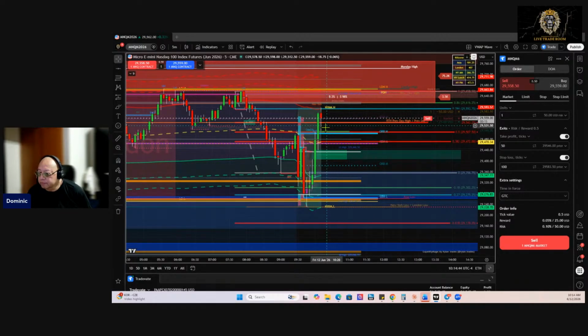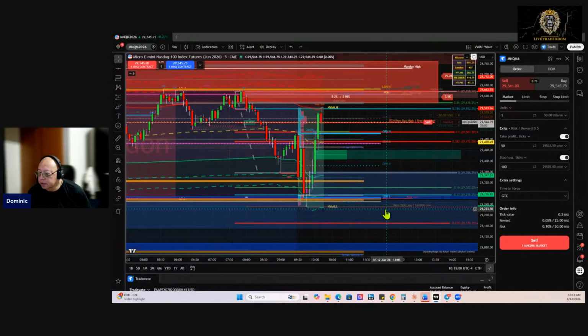So basically, it hasn't closed within this orb yet. Nothing. We're waiting for the candle to close here and then go back out. Not yet. Maybe this one will.